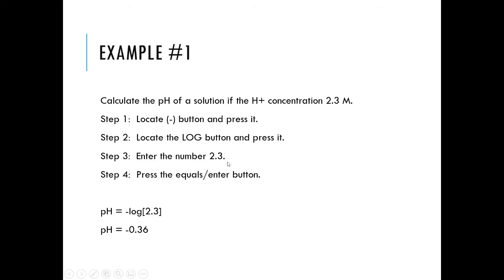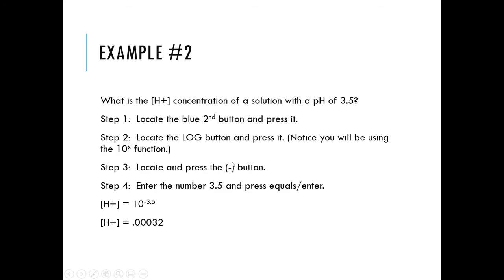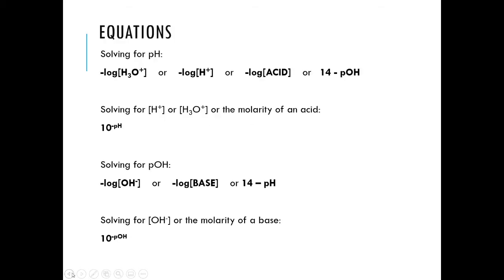Second example, this would be the opposite. Alright. Says what is the H plus concentration? So now we're solving for the concentration of H plus, given the solution with a pH of 3.5. So okay, let's go back 2 slides. We're solving for H plus concentration. So this is what we're doing. 10 to the negative pH.